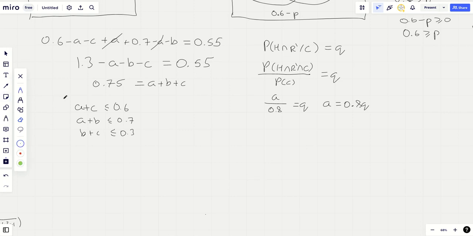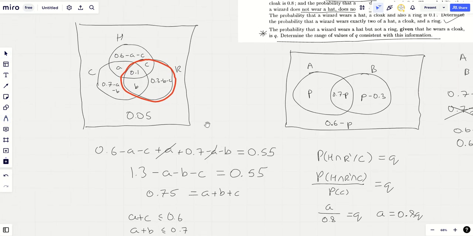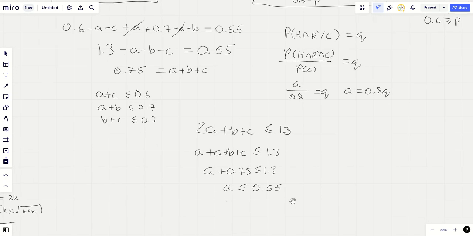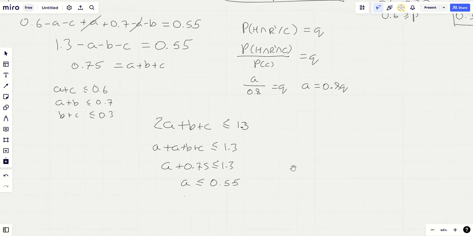So anyway, what did I do? I added these 2 together, the first 2, and I thought 2a plus b plus c is less than or equal to 1.3. But then I thought, oh, hang on, that means that a plus b plus c is less than or equal to 1.3. But as we know that's 0.75, we get a lovely condition on a of a being less than or equal to 0.55. Yeah. Now there's lots of ways you can get a condition on a where you end up with a is less than or equal to 0.6 or a is less than or equal to 0.75, but that's the strictest one that you can find.